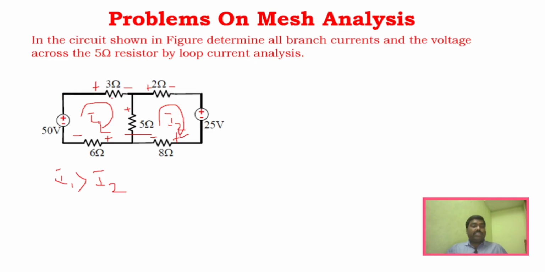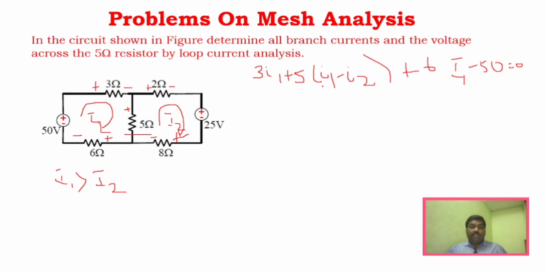So you start from this particular point. If we consider this particular point, it will be 3I1 plus 5(I1 minus I2), and it will be plus here, so it is plus 6I1, and we are approaching minus here, so it is minus 50. That is equal to 0.